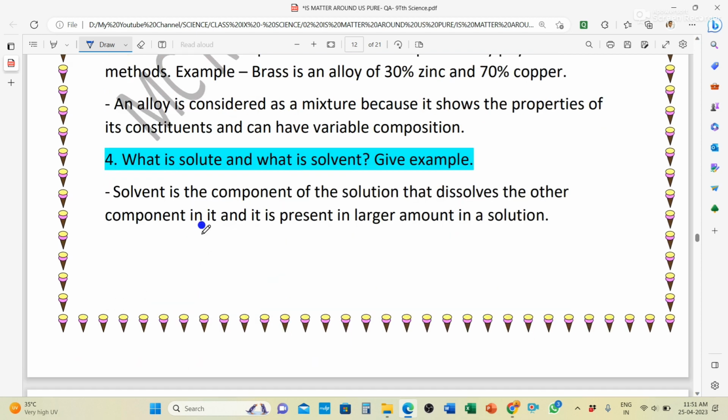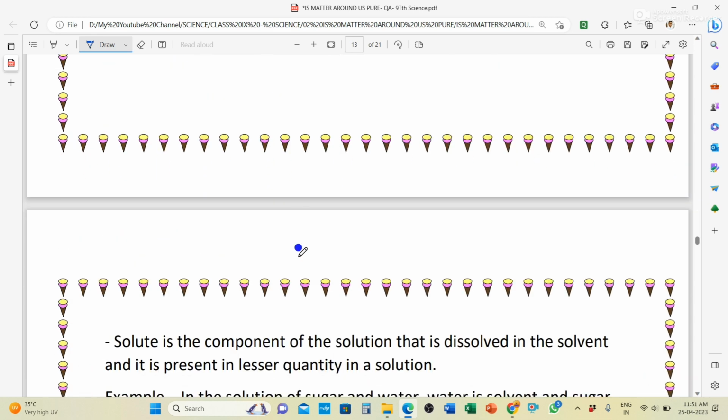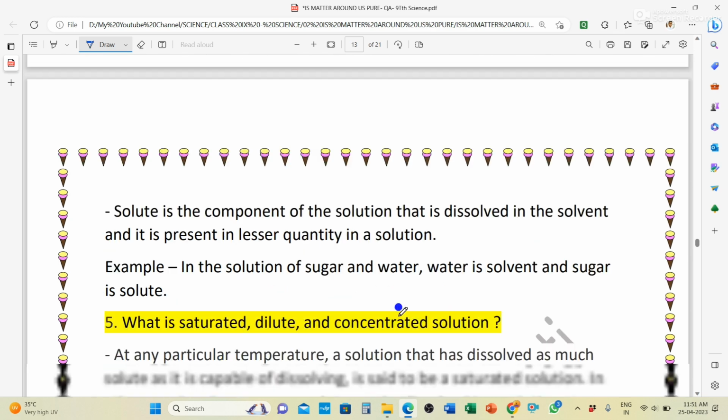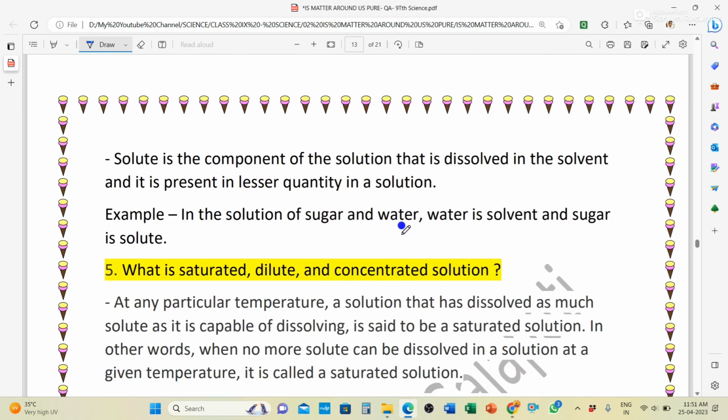Give an example. Solvent is the component of the solution that dissolves the other component in it, and it is present in larger amount in a solution. And solute is the component of the solution that is dissolved in the solvent and it is present in lesser quantity in a solution. For example, in the solution of sugar and water, water is the solvent and sugar is the solute. Like that, in the solution of salt and water also, salt is the solute and water is the solvent. Usually we take the solvent in more quantity and the solute in less quantity.